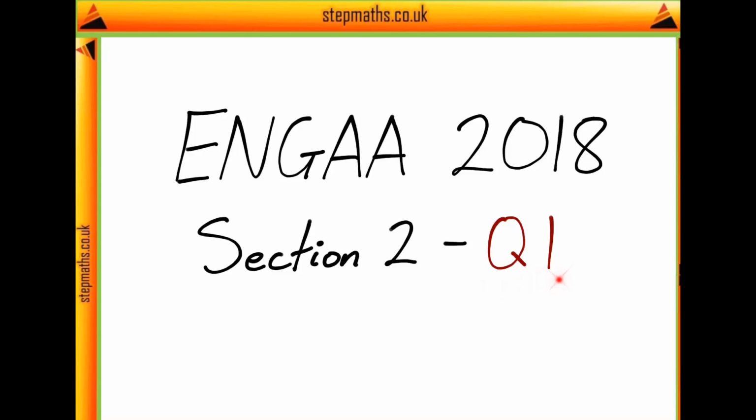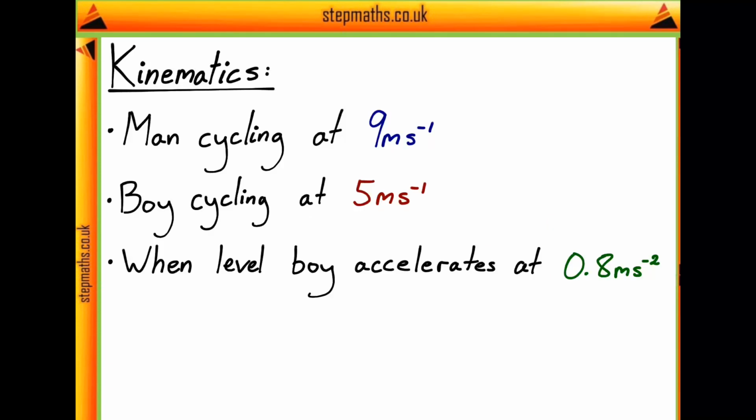Here we're going to look at question 1 from section 2 of the ENGAA 2018 paper. In this question, we're told we have a man cycling along a straight horizontal road at a constant speed of 9 meters per second. We're told that he passes a boy who's cycling along the same road in the same direction at a speed of 5 meters per second.